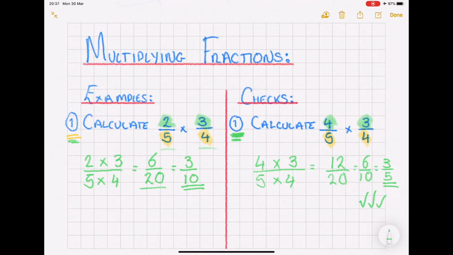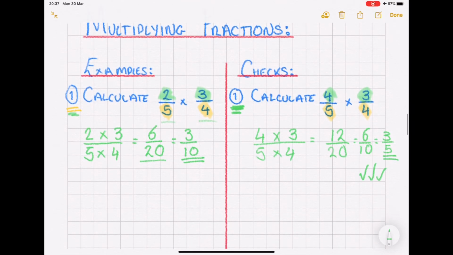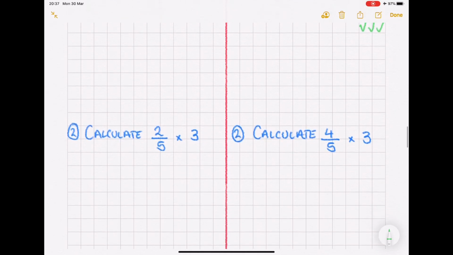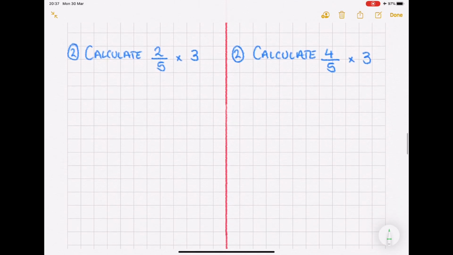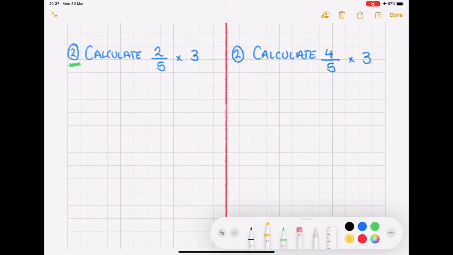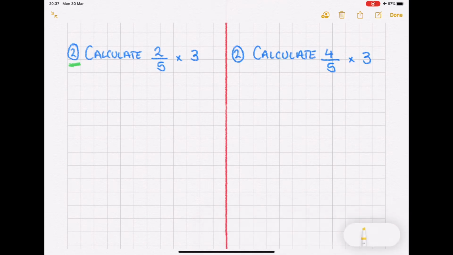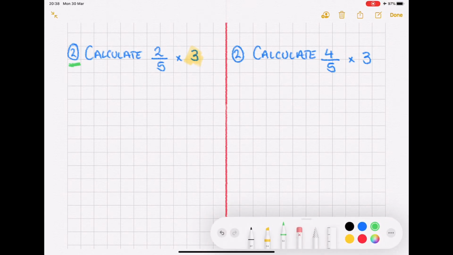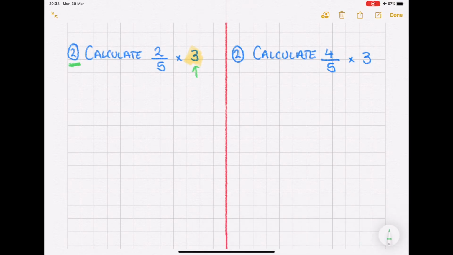Okay? Now let's look at a slightly different example. So let's look at that example there. Calculate 2/5 times by 3. Okay, so with this one, we're in a little bit of a different situation because as opposed to having two fractions timed together, we've got a fraction times a whole number. So first things first is we need to change this whole number here into a fraction.